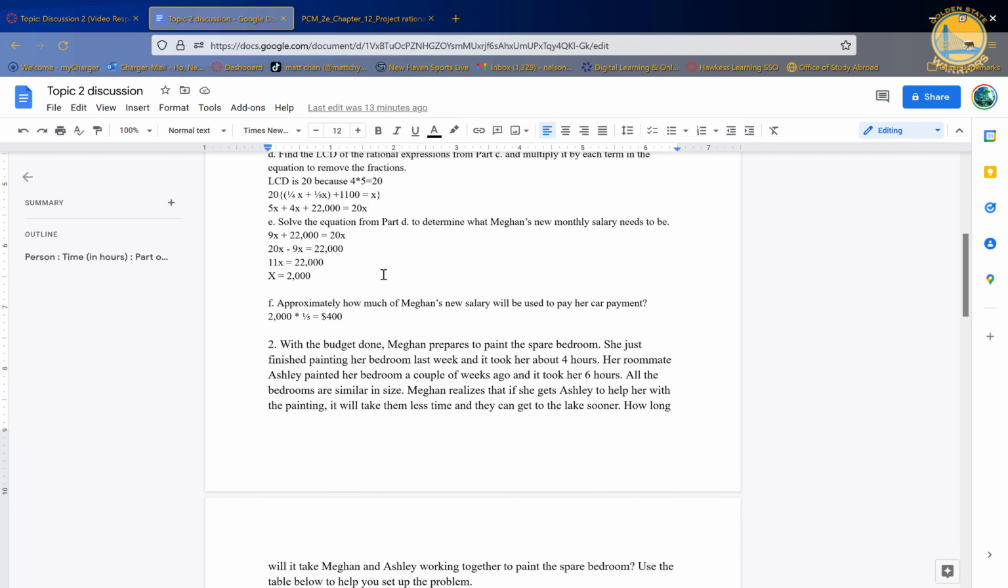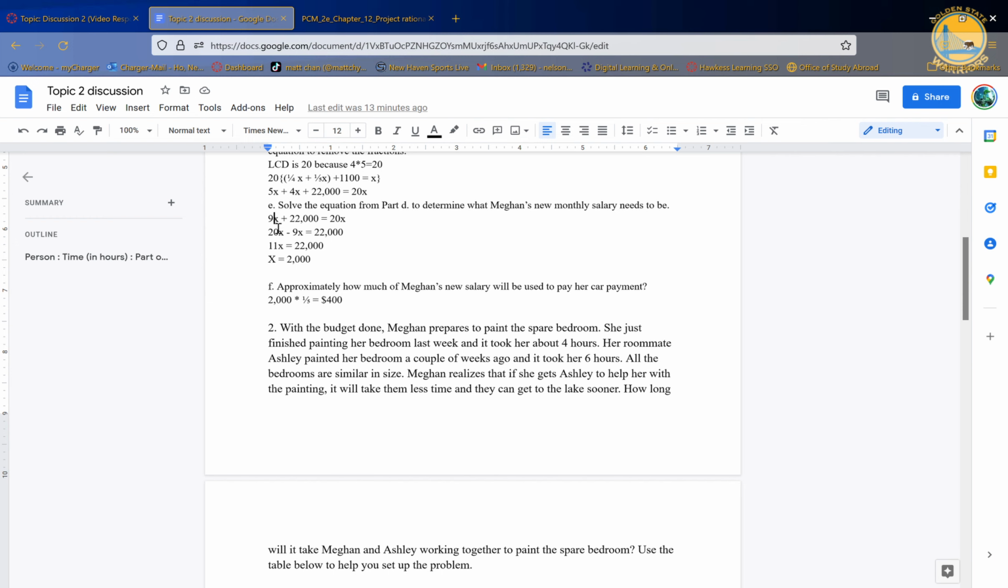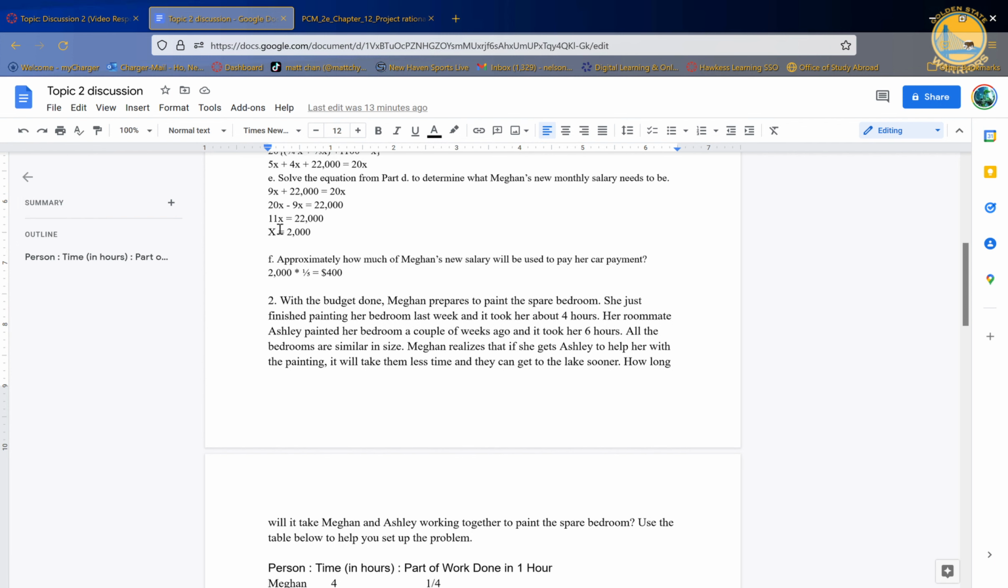Now solve the equation from part D to determine what Megan's new monthly salary needs to be. We take this equation: 5X plus 4X gives us 9X, plus 22,000, equals 20X. To solve for X, we subtract 9X from both sides. That becomes 20X minus 9X equals 22,000. 20X minus 9X is 11X. 11X equals 22,000. Divide both sides by 11, and we get X equals 2,000.